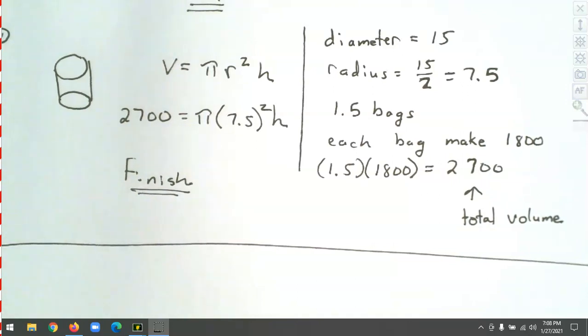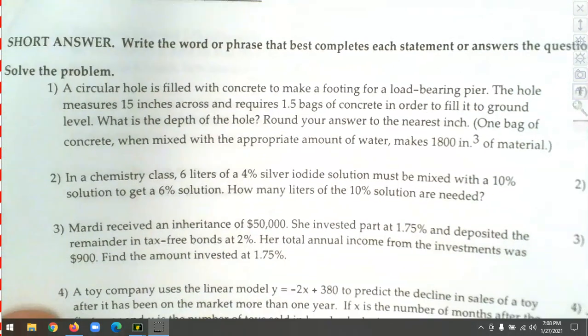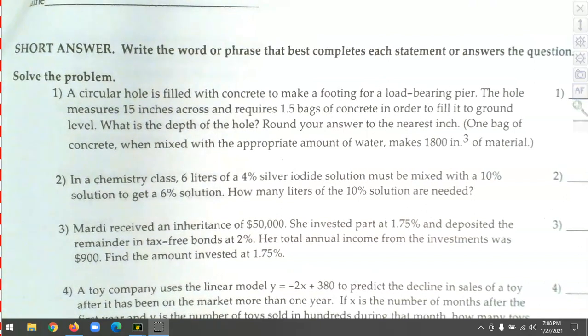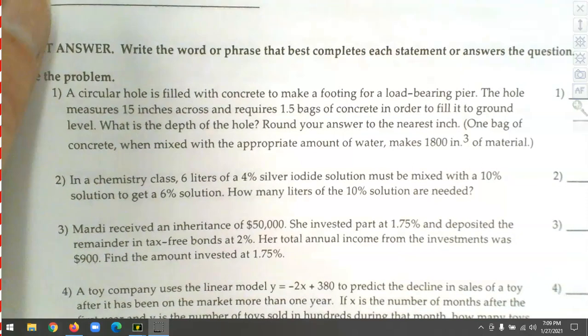Question 2. Question 2 is a mixture problem. In a chemistry class, 6 liters of a 4% silver iodine solution must be mixed with a 10% solution to get a 6%. How many liters of the 10% solution are needed?